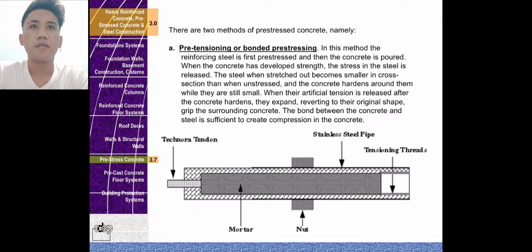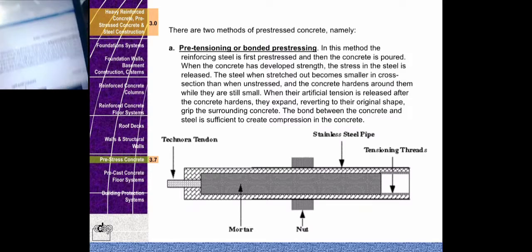In this method, the reinforcing steel is first pre-stressed and then the concrete is poured. When the concrete has developed strength, the stress in the steel is released. The steel, when stretched, becomes smaller in cross section. When it is released after the concrete has hardened around it, it expands, reverting to its original shape and gripping the surrounding concrete. The bond between concrete and steel is sufficient to create compression in the concrete.